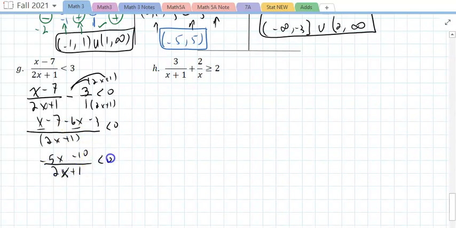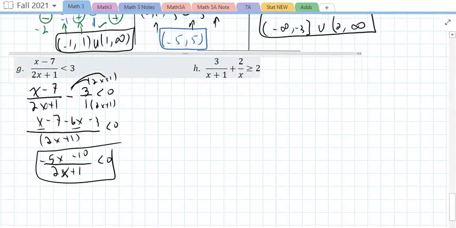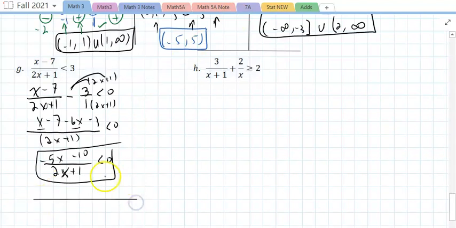I want to know, where's that less than 0? Well, guess what? Same deal. You would think, okay, where can I set the top equal to 0? The top equals 0 when x equals a negative 2. And the bottom equals 0 when x equals negative 1/2. Since that's not included, open circle on both. Now, I do my testing.